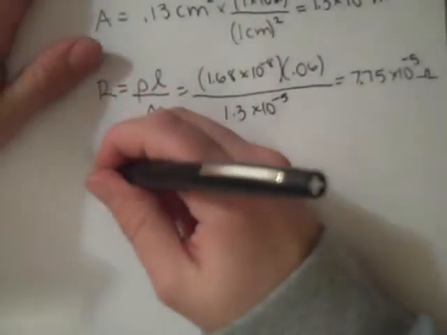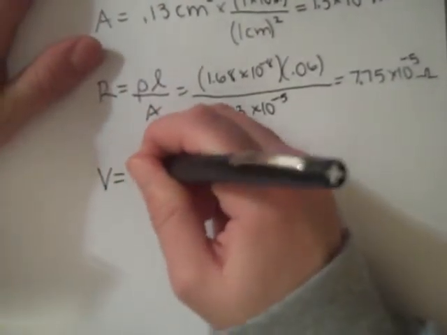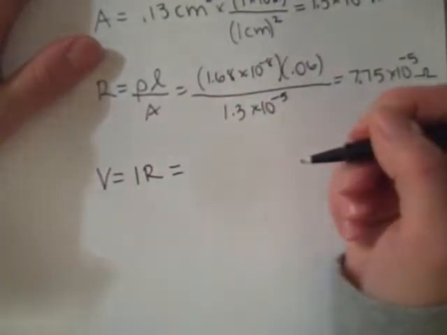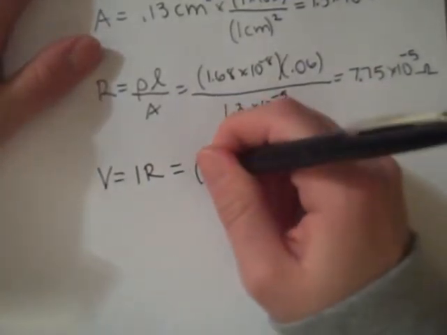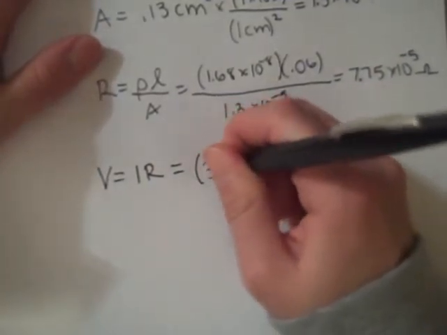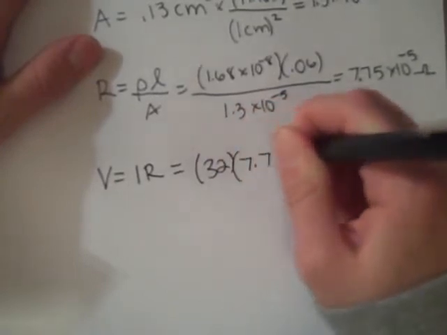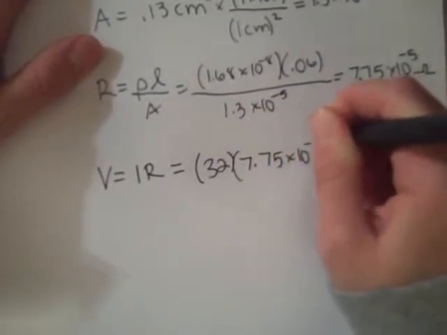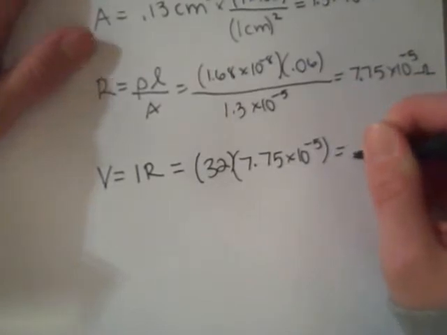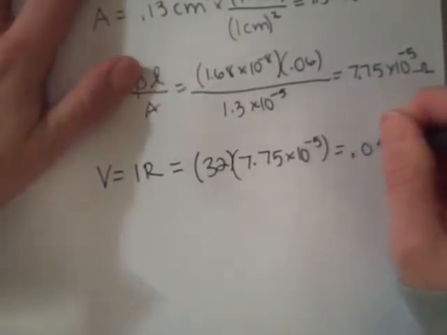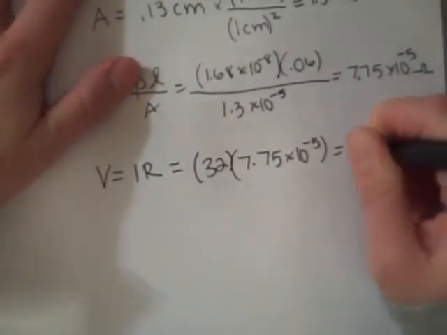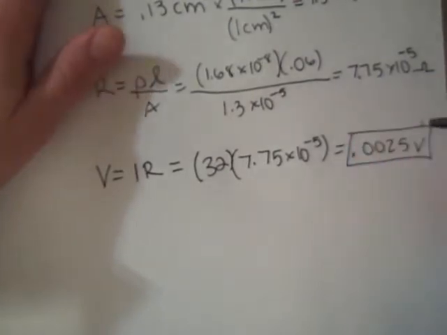Now from there, we can use Ohm's law, V equals I times R, to get the potential difference between his feet. So the current they tell us is 32 amps times the resistance we just found. And you should multiply across and get 0.0025 volts as your answer.